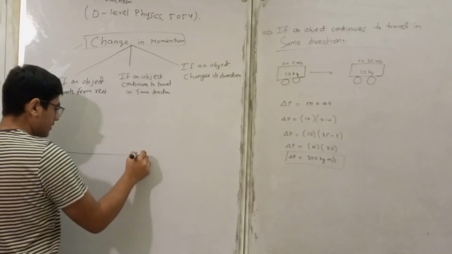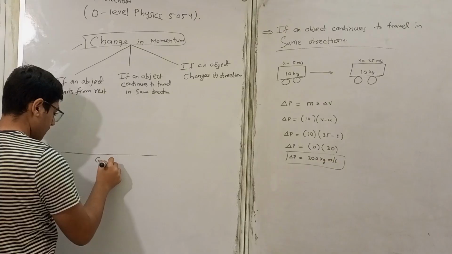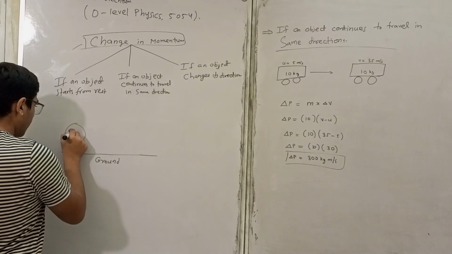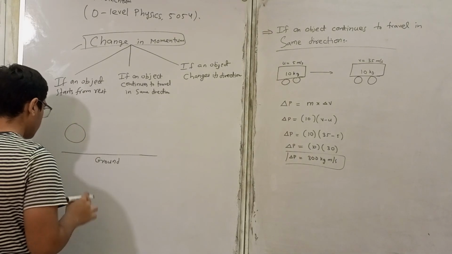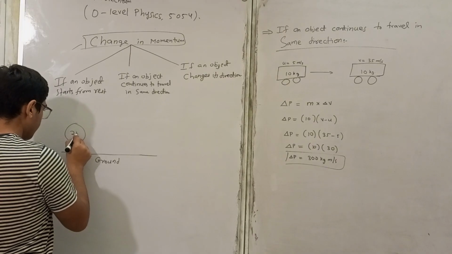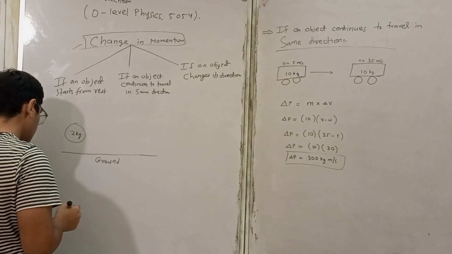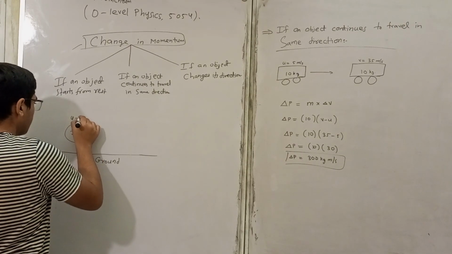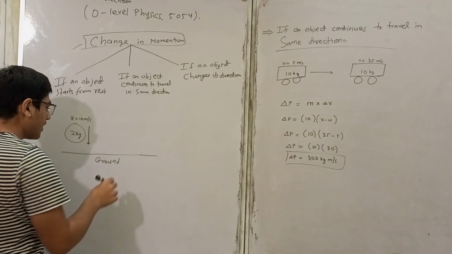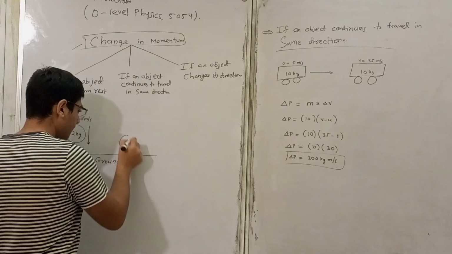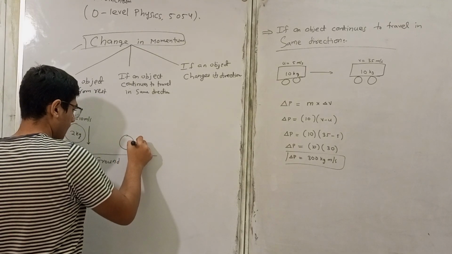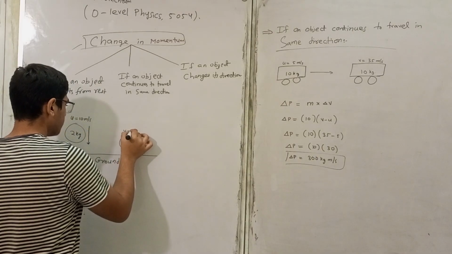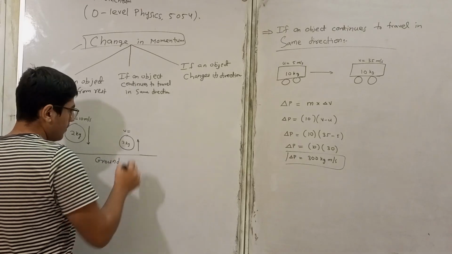Let's say this is a horizontal surface, ground, and a ball with a mass of 2 kg is traveling towards this surface with a speed of 10 meter per second. After it collides with the surface, it rebounds and changes its direction. Its mass will be same and its velocity is 30 meter per second.